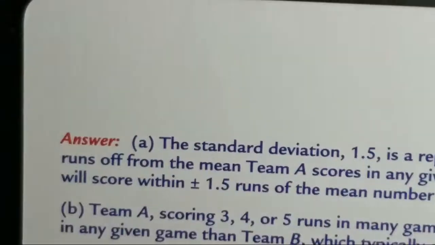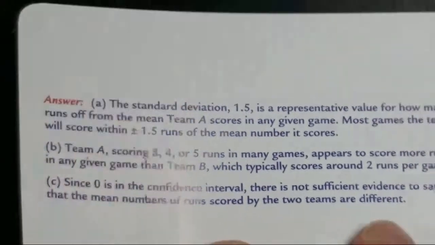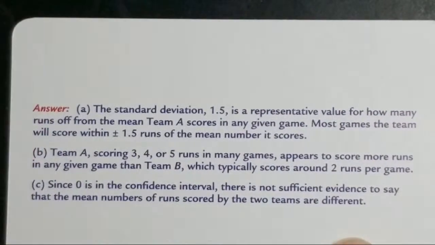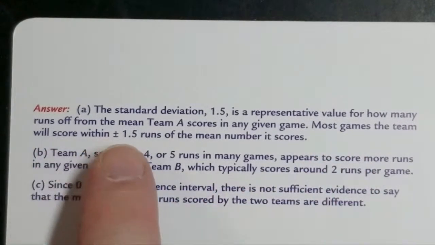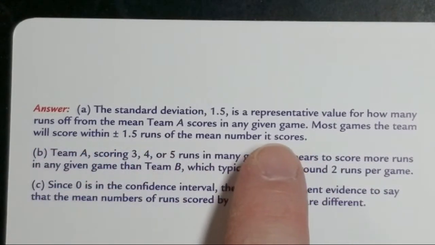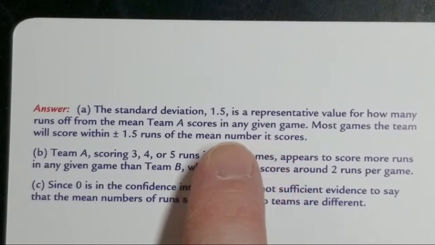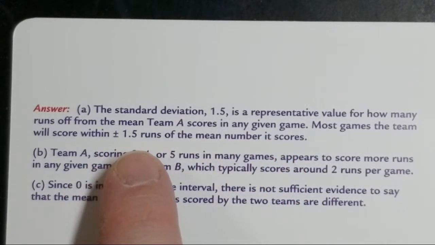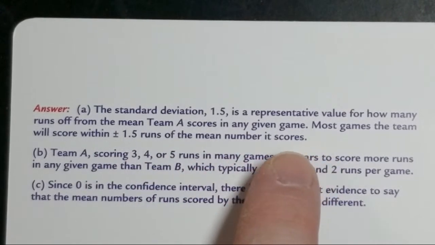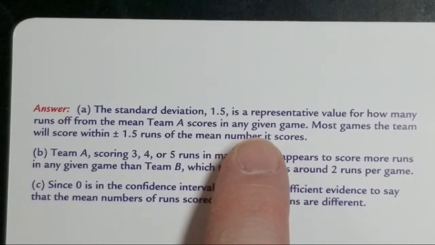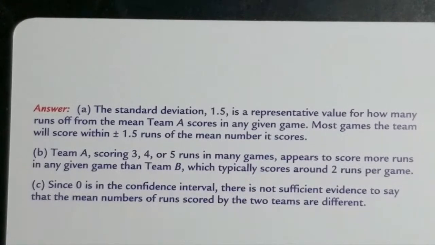So the back of the card actually does say: the standard deviation is a representative value for how many runs off from the mean Team A scores in any given game. Most games, the team will score within 1.5 runs of the mean number of scores. Which again, that last statement's not necessarily needed, but there's that standard deviation. It's a representative value for how many runs off, meaning on average, how much do they differ from the mean.